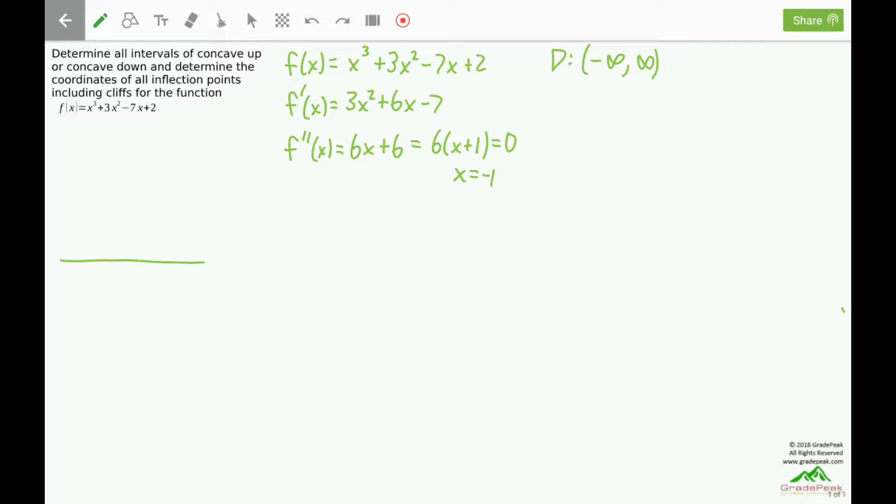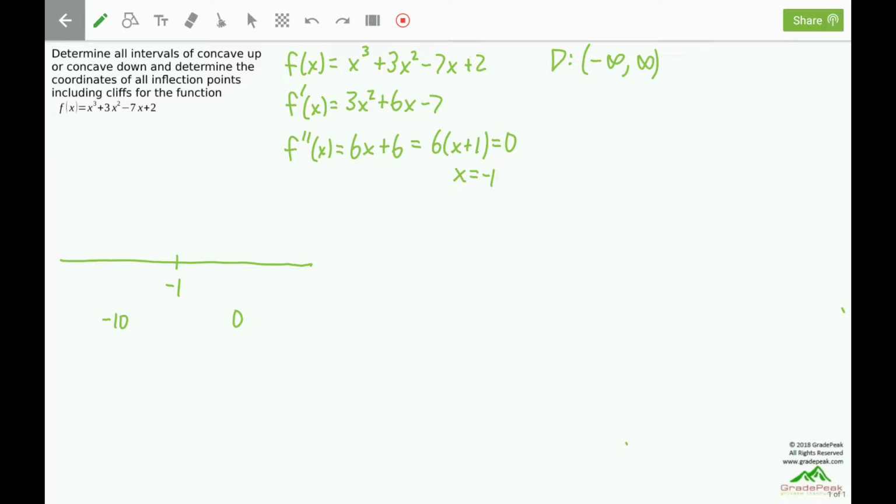We can now draw a domain line, a line representing the domain. It has no left end because it starts at negative infinity. It has no right end because it ends at positive infinity. We can put all candidate numbers on here. We have x equals negative 1. That breaks the domain interval up into two separate intervals. We can pick a test value in each of the intervals. We have the negative infinity to negative 1 interval. Negative 10 is in that interval. And we have the negative 1 to positive infinity interval. 0 is in that interval.